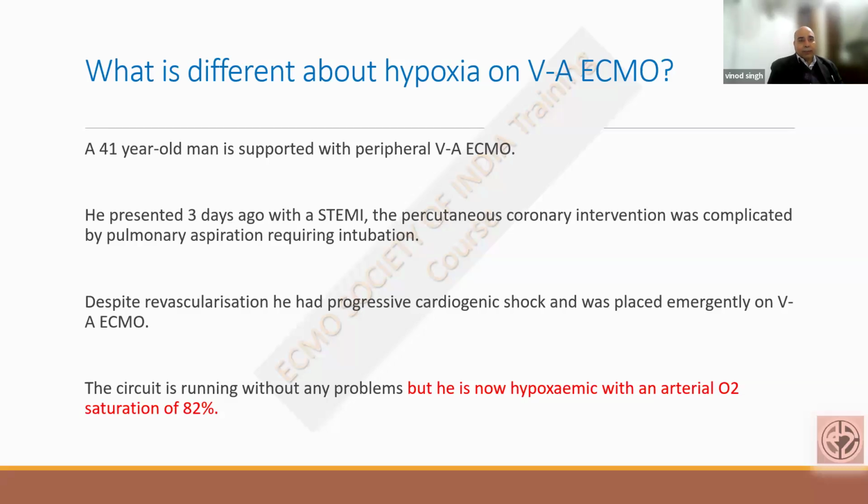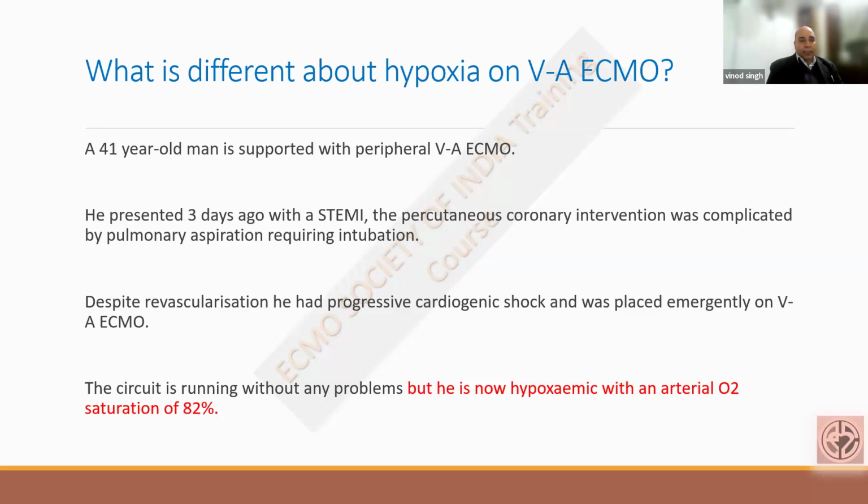Now, so far we have discussed VV ECMO. Now, hypoxia can occur via VA ECMO also, and that is more dangerous than the hypoxemia of VV ECMO. Look at the case. A 41-year-old man is supported with peripheral VA ECMO. Peripheral VA ECMO means that you are taking blood from the femoral vein, that means the IVC, and then you are supplying it to the external iliac artery or femoral artery.